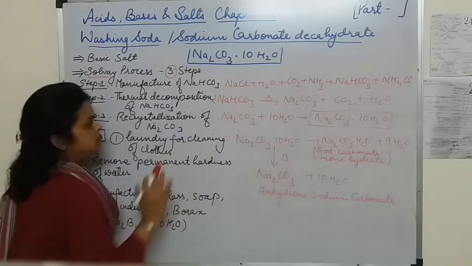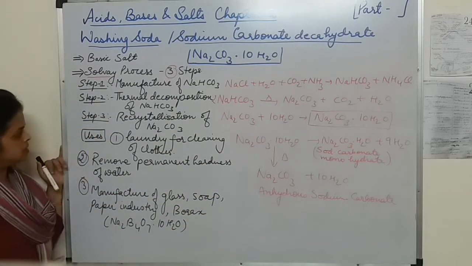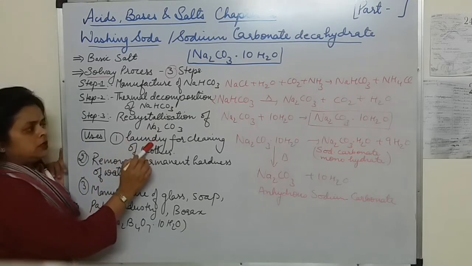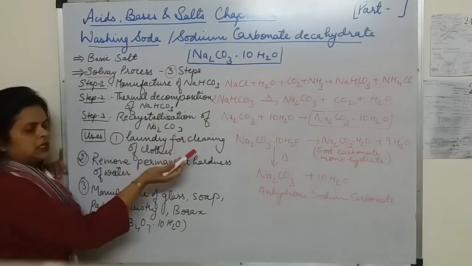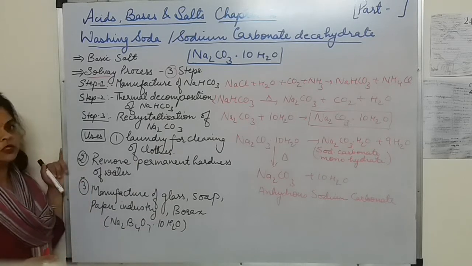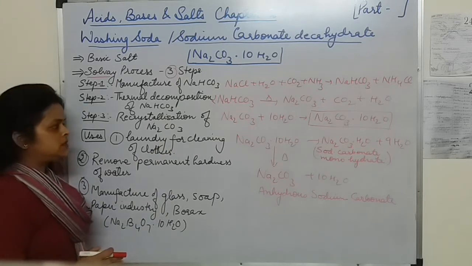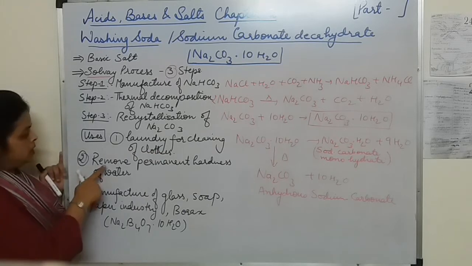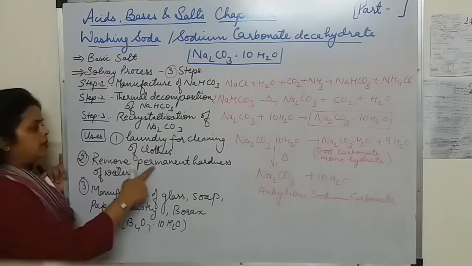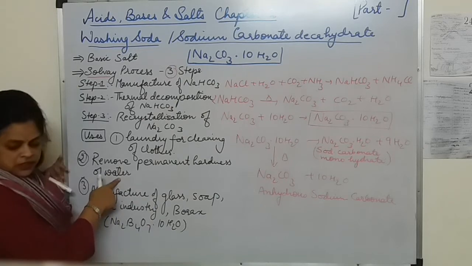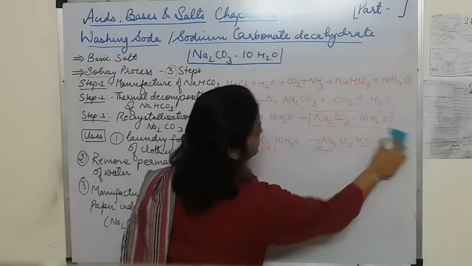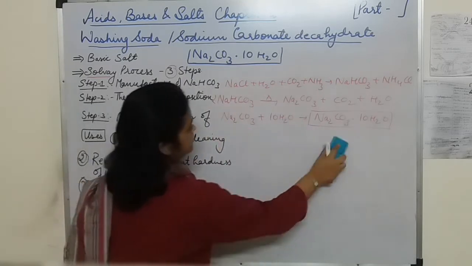Now after discussing its properties, let's see its uses. This is used in laundry for cleaning clothes. Cleaning of clothes has been done with the help of washing soda since older times, so it is one of the important uses. Now, it is also used to remove permanent hardness of water. See students, in chapter 4, we will discuss the permanent hardness of water.